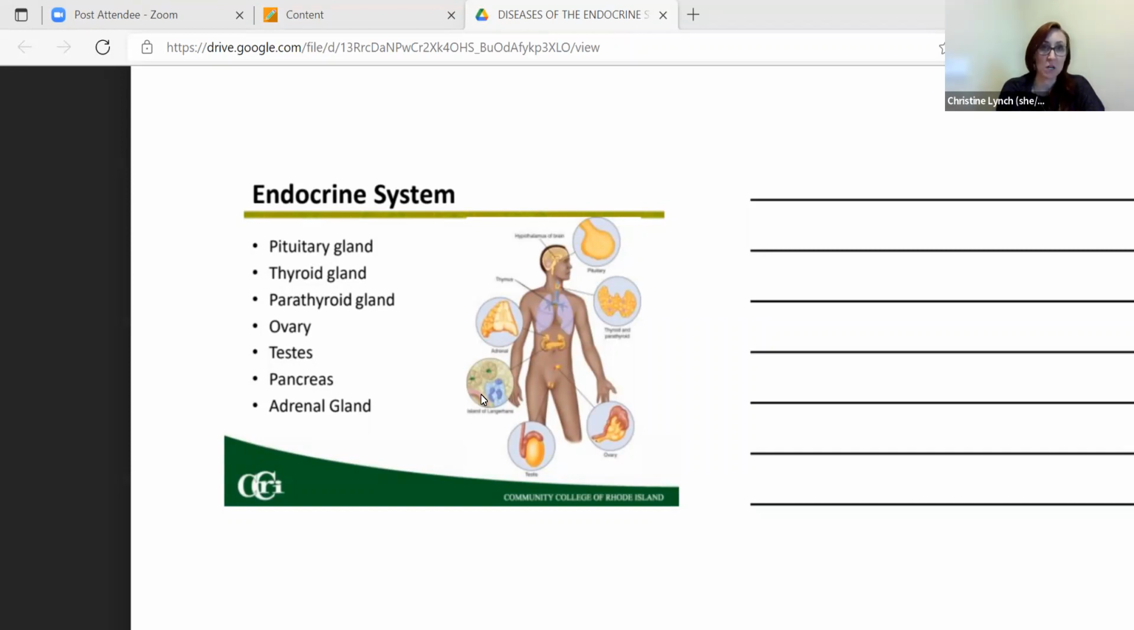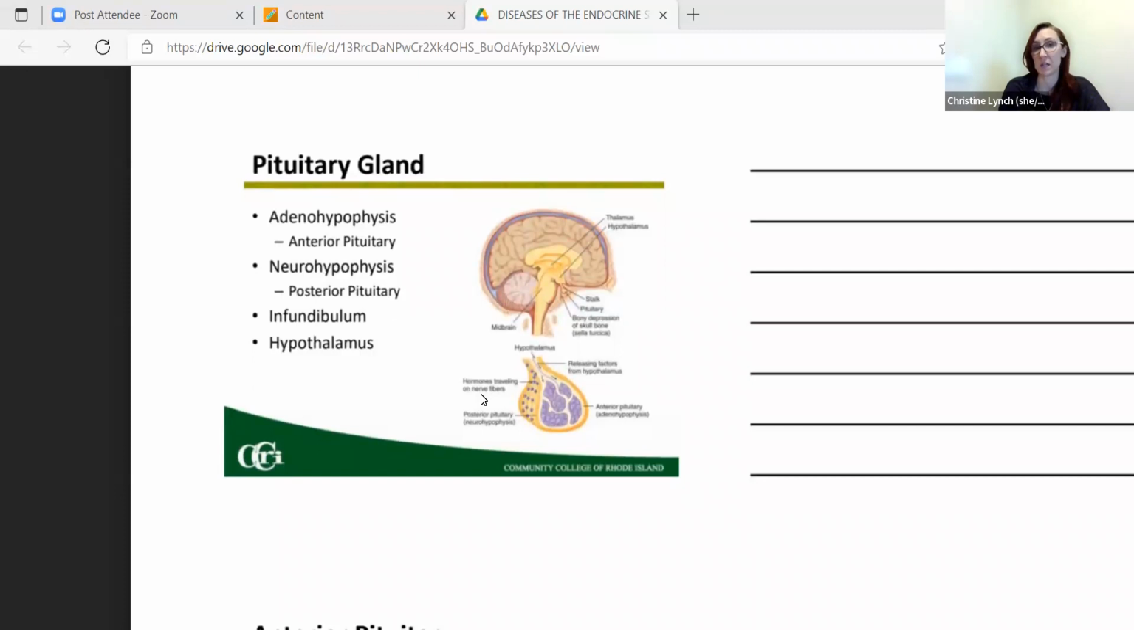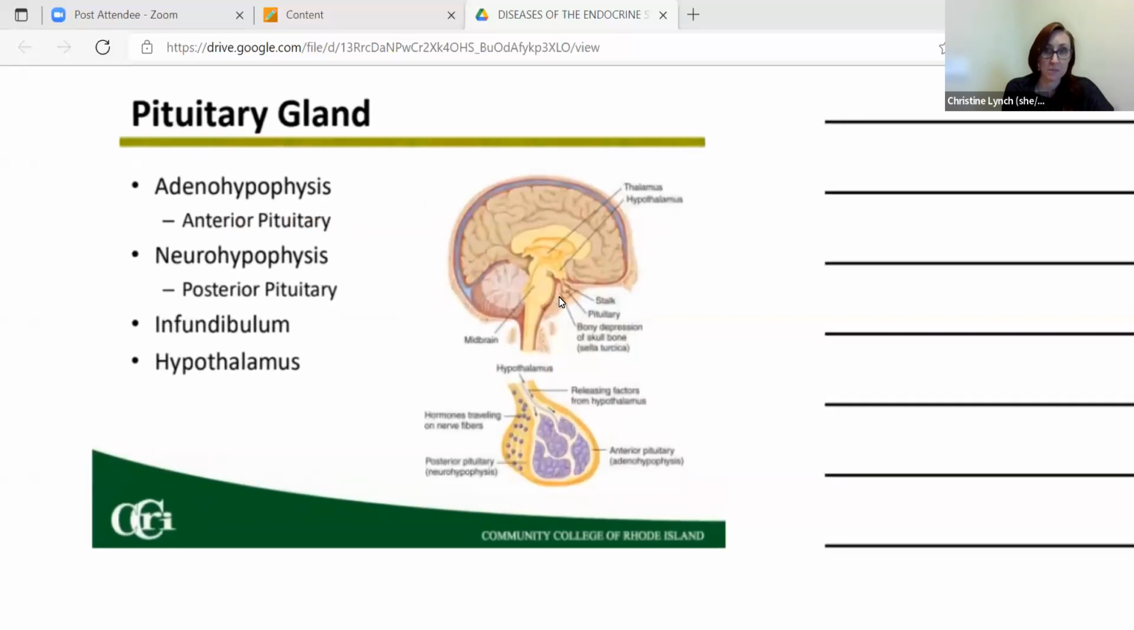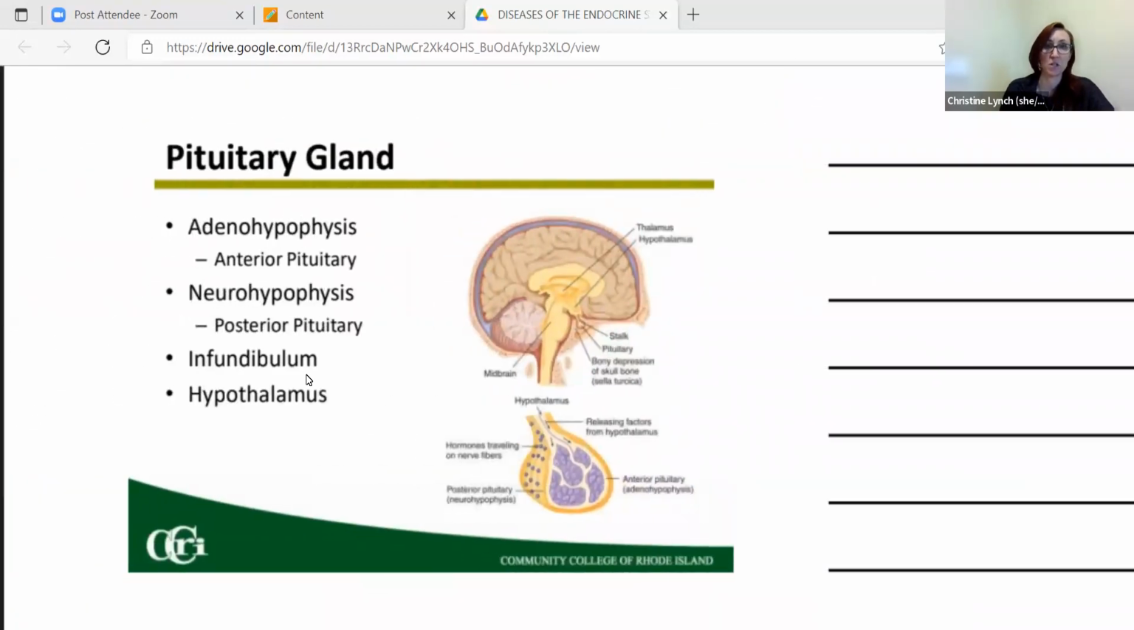So we are going to talk about the hormones that are produced and secreted by each of the glands, and the effects of the over or under production of the secretion. For the pituitary gland, it has two lobes. There's the adenohypophysis, or the anterior pituitary, and the neurohypophysis, or the posterior pituitary. Those are located at the end of a stalk that connects the pituitary to the hypothalamus. The hypothalamus regulates the anterior and the posterior pituitary through circulating releasing factors, and they stimulate the production of hormones.